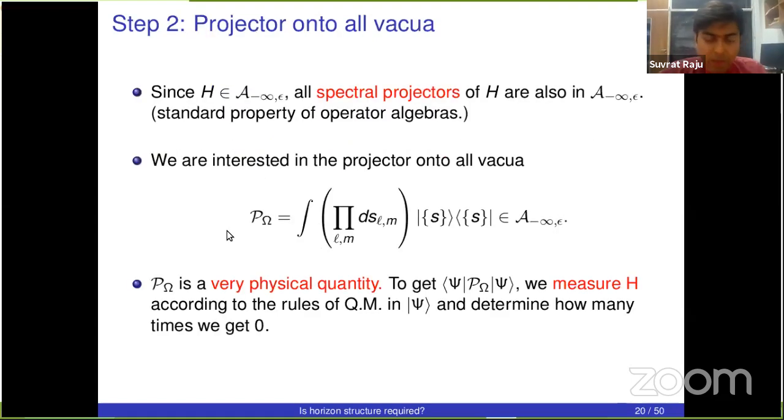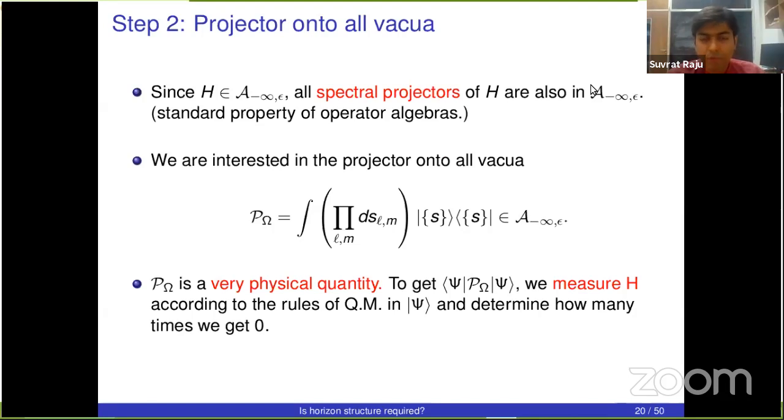Okay, the second step in the proof, and this is the part where gravity is important, is the following. Since the Hamiltonian in particular is an element of the small algebra, the Hamiltonian, remember, was just the Bondi mass as you went to minus infinity. The standard property of operator algebras tells you that all spectral projectors of the Hamiltonian are also in this little algebra. In particular, I'm interested in the projector onto all vacua. So of course the Hamiltonian has projectors that can project onto any energy you like. I'm interested in the projector onto states of zero energy, which projects onto all of these soft vacua. So I said this in some abstract sense that, you know, if you have an operator, you have all its spectral projectors as part of the algebra.